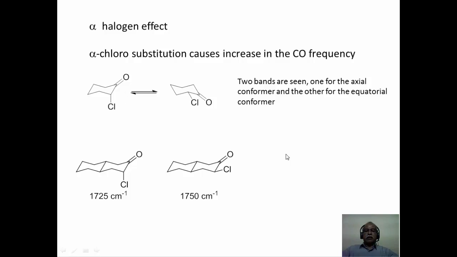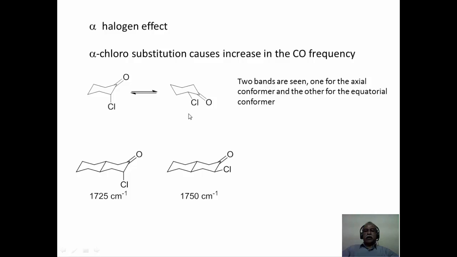In the case of cyclohexanones, you can have either an axial chlorocyclohexanone or an equatorial chlorocyclohexanone. In the case of axial chlorocyclohexanone, it is purely the electron inductive effect that is felt by the carbonyl functional group, which increases the force constant of the carbonyl functional group, thereby increasing the stretching frequency of the carbonyl functional group of the alpha chloro derivative.